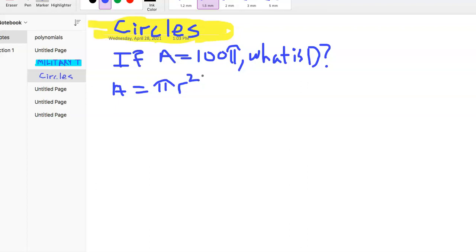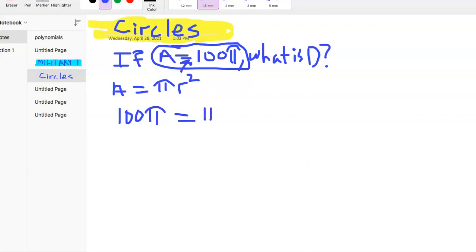And then in the question here, they told us that area is 100 pi. So we can just substitute that 100 pi for area, because that's the same thing. Area and 100 pi are the same thing, because right here it says area equals 100 pi. So then you can just substitute because they're the same. 100 pi equals pi r squared.